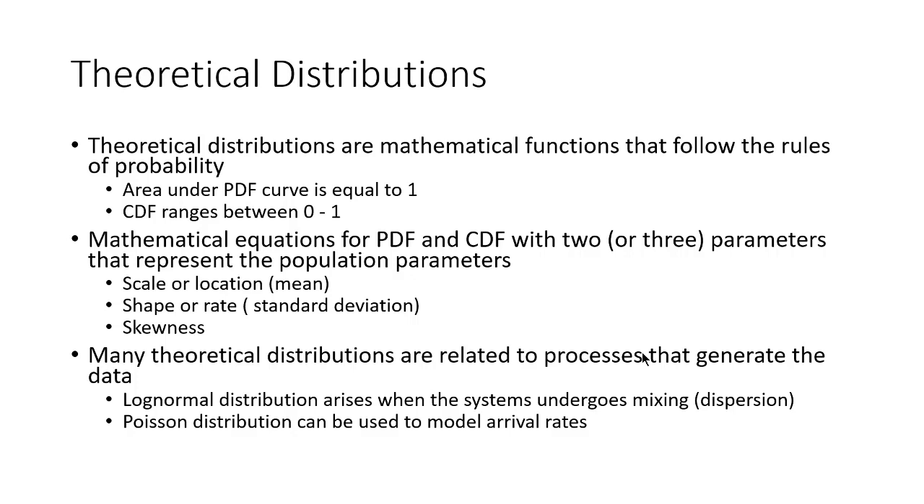There are many theoretical distributions related to processes that generate the data. For example, if you have mixing in your system, or there is some dispersion in your system, log normal distributions arise from that mixing process. So a lot of times chemical concentrations in water are modeled using log normal distribution. Similarly, Poisson distribution can be used to model arrival rates of independent events. So if I have a whole bunch of rainfall events happening, one independent of the other, then I can use a Poisson model in that case.